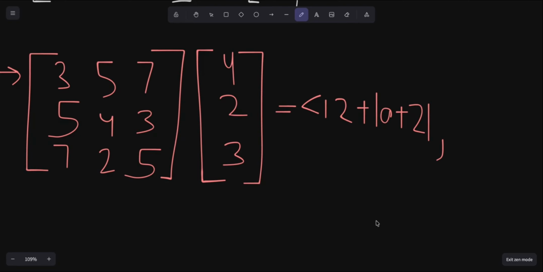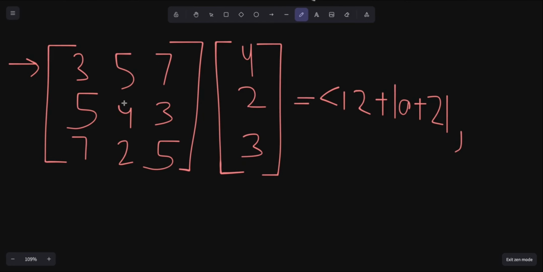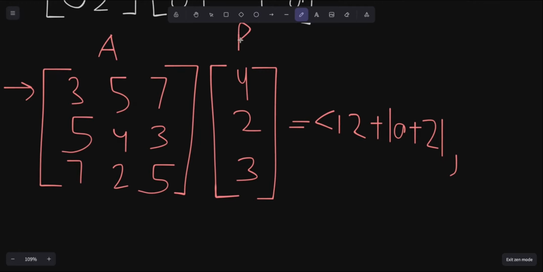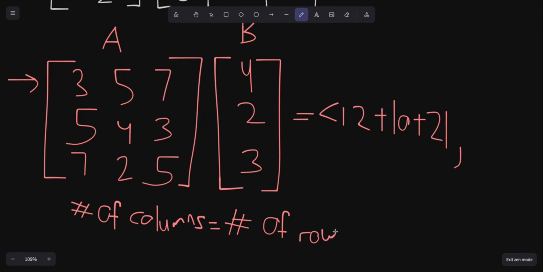Now, what you actually see for matrix multiplication is that in order for me to do this operation, the number of columns in my first matrix, which I'll call A, notice how I have 3 columns, has to be the same as the number of rows in my second matrix, right? So if I have a matrix A and another vector, or this can also be another matrix, it doesn't matter. The important thing to know is that the number of columns of matrix A has to be equal to the number of rows of matrix B, or vector B in this case.